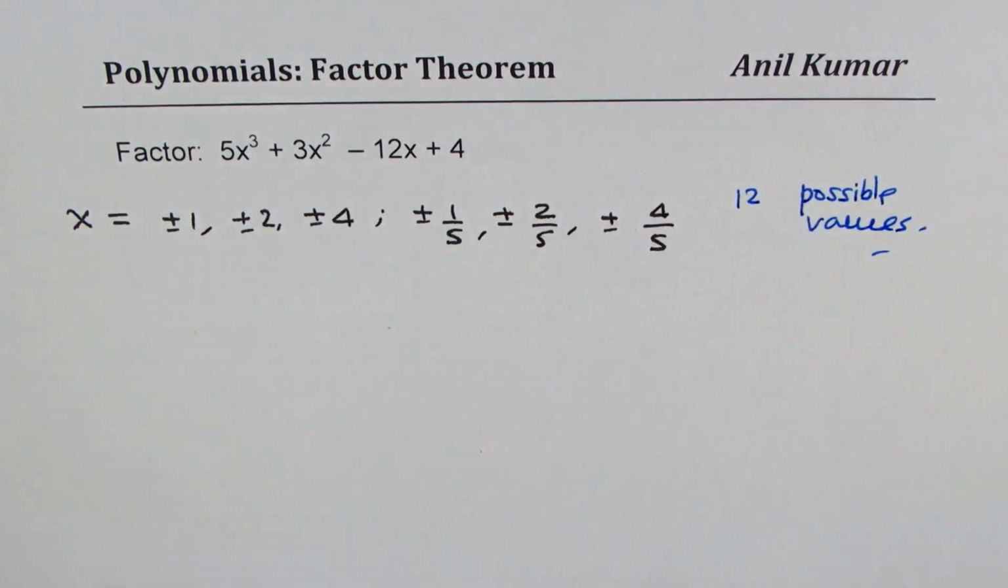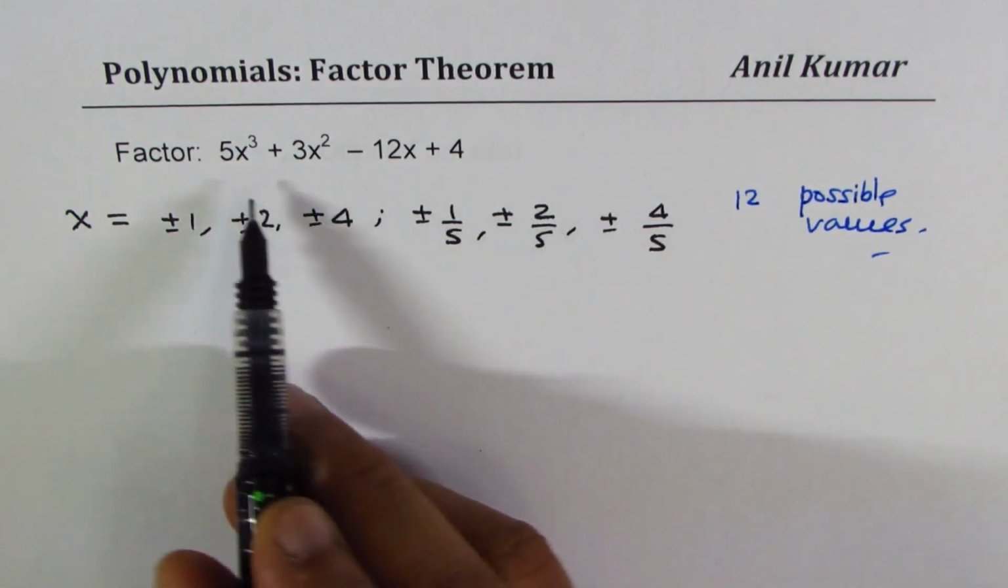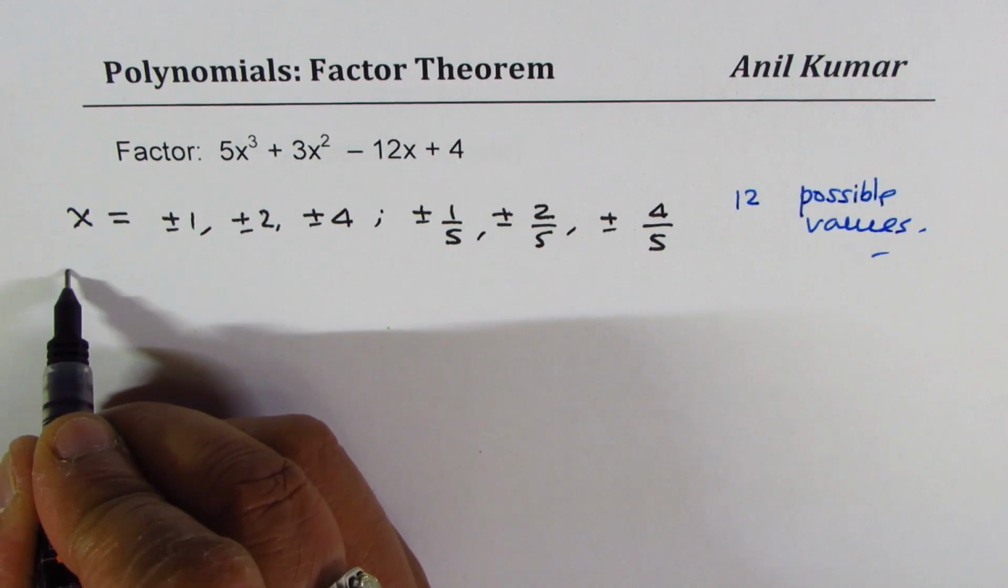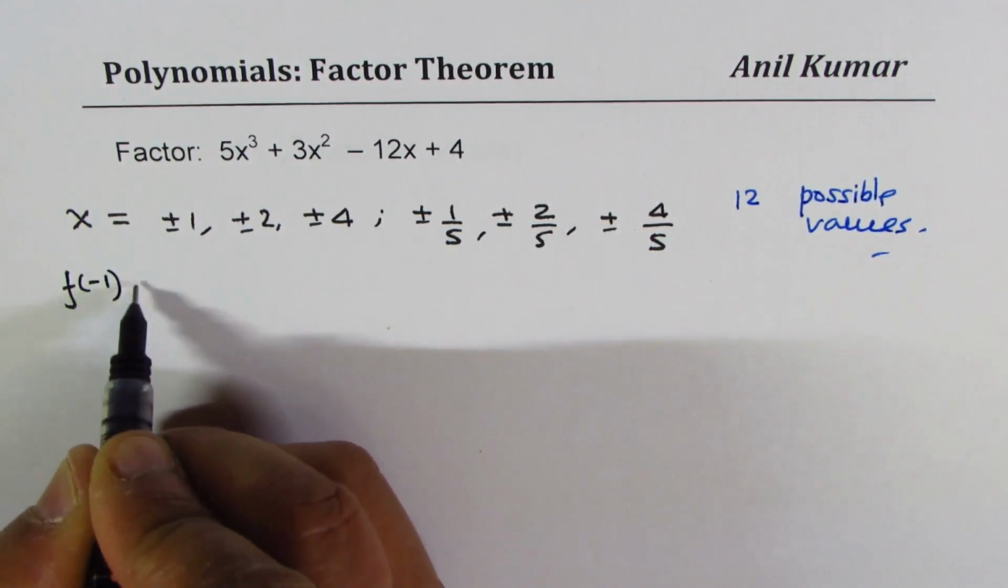Now in multiple choice questions, that could be one type of question, right? So how many possible values of x could be resulting into the factor of a polynomial? You get an idea, right? So let's try them one by one. That's the whole thing. So let's say what is f of minus 1 equal to.